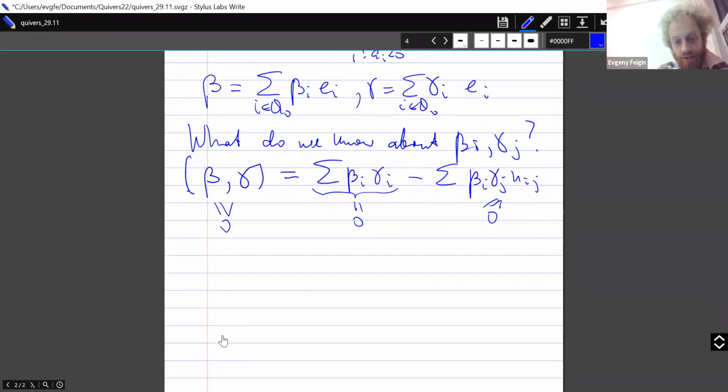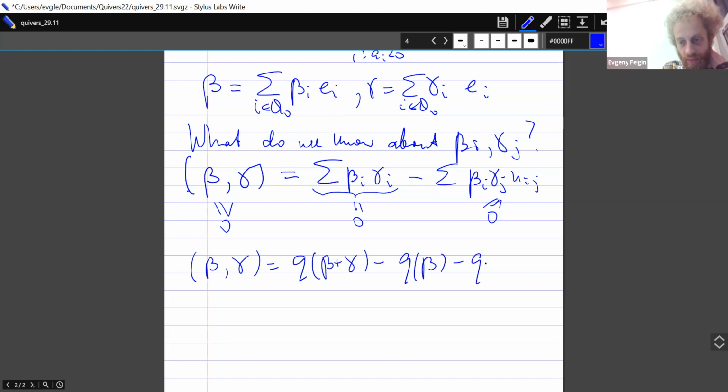So now let's write it in terms of Q. So the scalar product of beta and gamma is Q of beta plus gamma minus Q of beta minus Q of gamma. And let's use that this is greater than or equal to 0. And beta plus gamma is alpha, just by the very definition. So Q of alpha is greater than or equal to Q of beta plus Q of gamma.